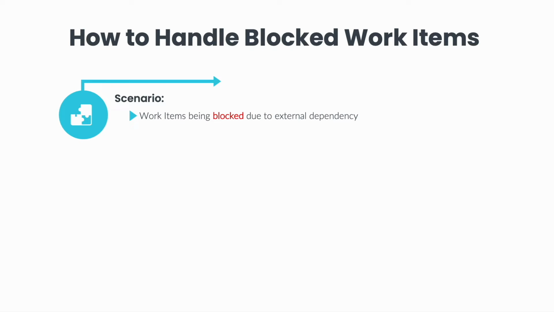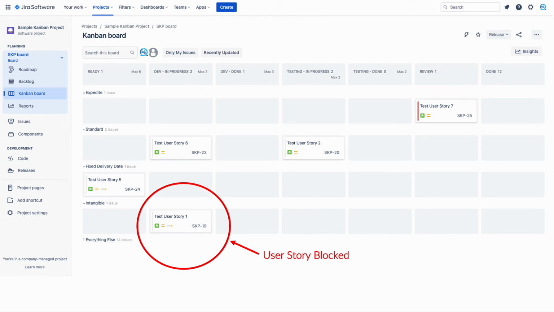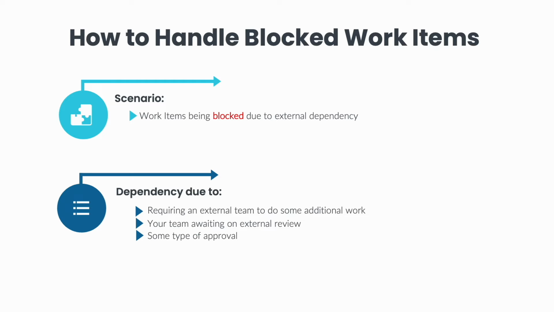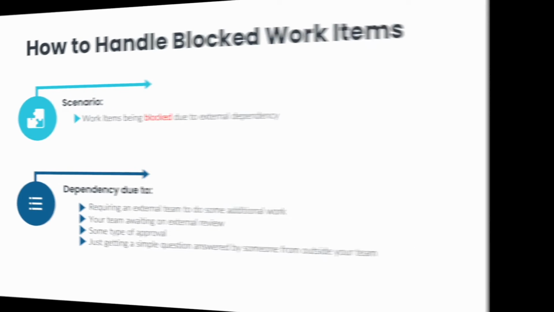In this scenario, your development team started working on a work item, and in the middle of their work, they found out they have an external dependency. This means the development team is blocked for that specific user story. The dependency could be anything from requiring an external team to do some additional work, your team awaiting on external review, some type of approval, or just getting a simple question answered by someone from outside your team.